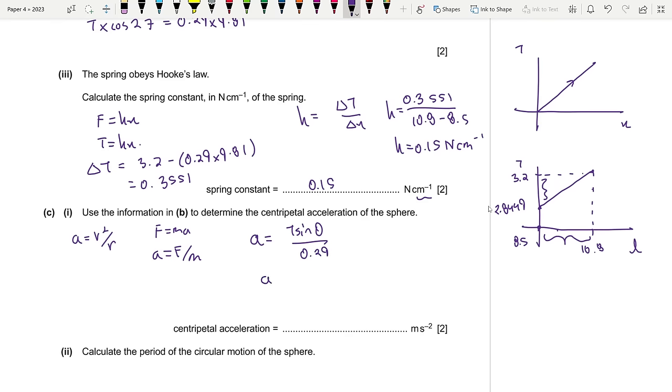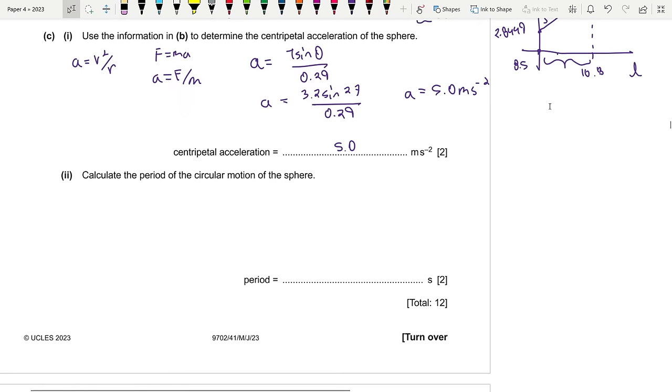So A is finally equal to 3.2 sine 27 divided by the mass 0.29, which is 5.0 to be exact, to 2SF. So 5.01, or 5.0 meter per second square. Since the data is given to 2SF, just go for a 2SF answer. Calculate the period of the circular motion of the sphere. Interesting. Let's find out the time period using the formula. You can go for omega equals 2 pi by T.